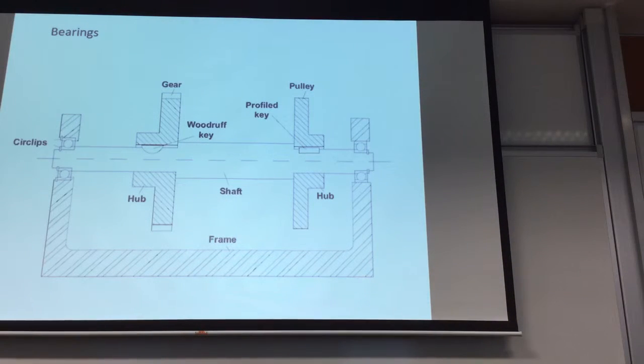If you look at your construction, you will most likely see something like this. This is a cross section. This is your shaft. You have your gears. You will have bearings to support your shaft. So you can see this is the housing, that's your shaft, and you have the bearings between your shaft and your housing.